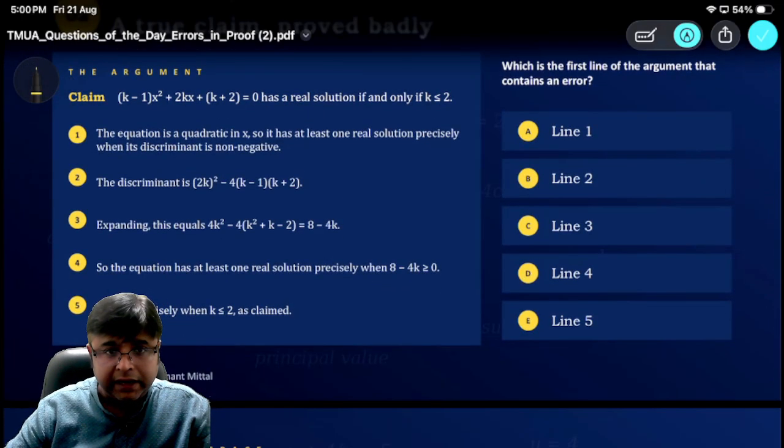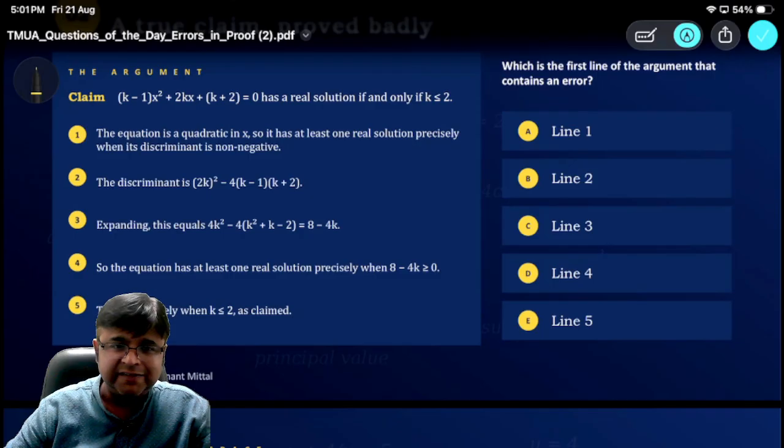The equation is a quadratic in x. So it has at least one real solution precisely when its discriminant is non-negative. Okay, fine enough. The discriminant is this, which is absolutely right. They have taken b squared minus 4ac. Expanding that, I get 8 minus 4k. So 8 minus 4k should be greater than or equal to 0. That gives me k less than or equal to 2. So where does the error lie? It seems a very robust proof.